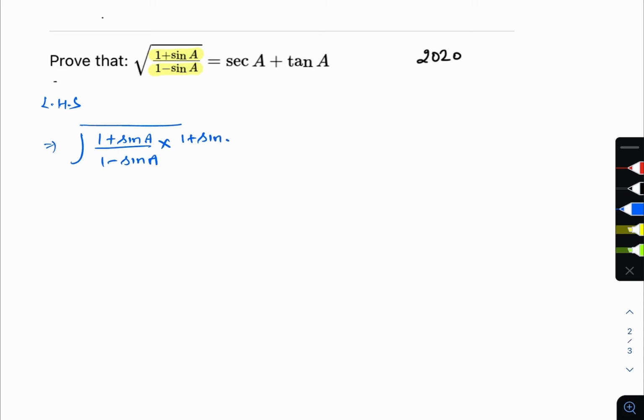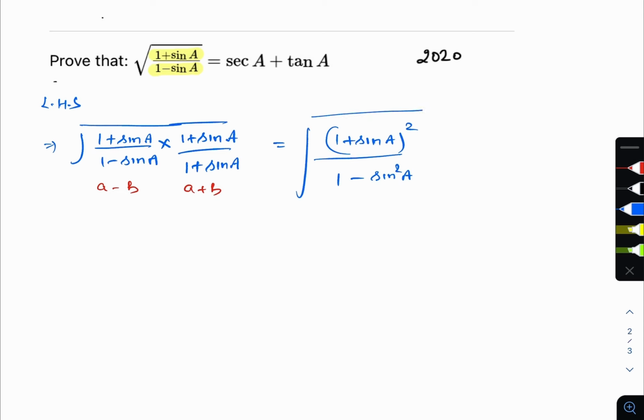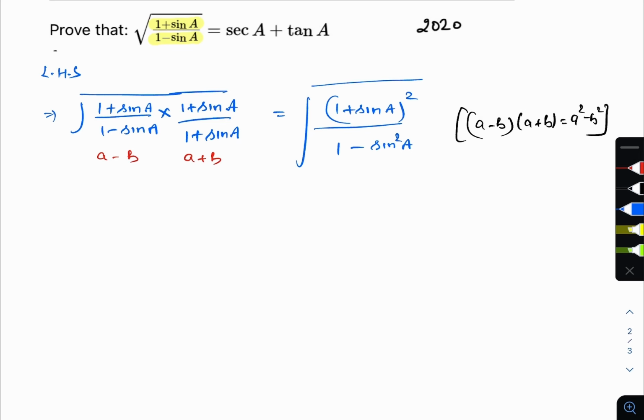Multiply by 1 plus sin A upon 1 plus sin A. So what will this give us? In the numerator both the terms are similar, so it will be whole square, divided by 1 minus sin A times 1 plus sin A, means A minus B times A plus B. So this will be A square minus B square. It means 1 square minus sin square A, and there is a square root also. Here we have used one identity, that A minus B times A plus B is equal to A square minus B square. You have to write this also, so the examiner can get a fair idea of what you are doing here.